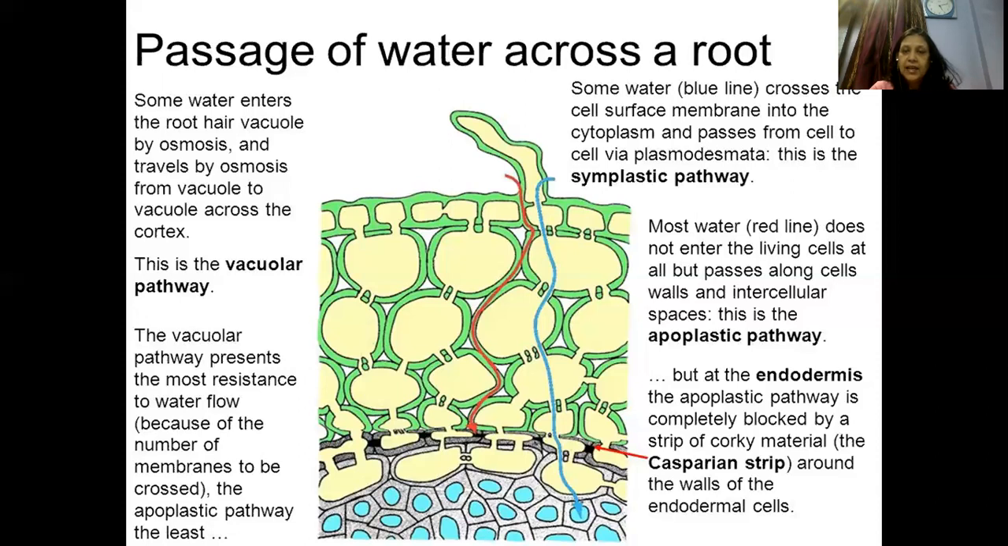Okay. But at the endodermis, what happens here? You will see at the endodermis, the apoplastic pathway is blocked. So here you are seeing this is the apoplastic pathway. It is blocked here. This is the endodermis. It is blocked by a strip of corky material, the Casparian strip. Okay, these are the endodermis cells. So in the apoplastic pathway, the water is being blocked by this Casparian strip. Whereas in the symplastic pathway, through the cells, it passes the Casparian strip and goes inside.